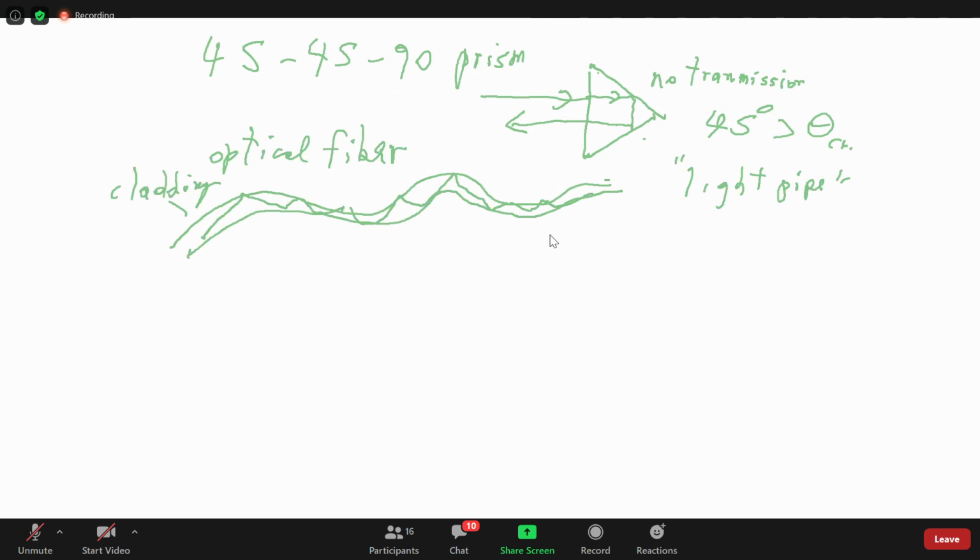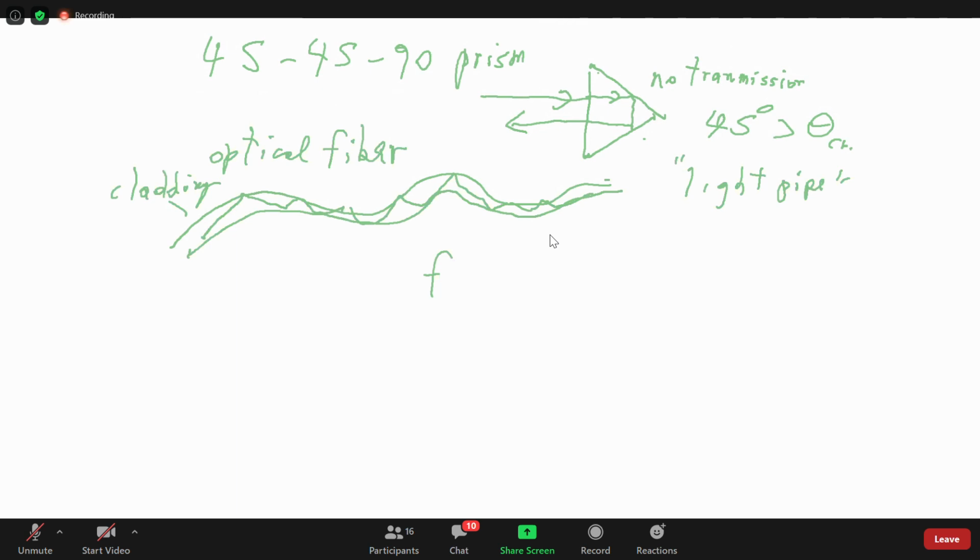I have some great demos that I would have brought to class if we had an in-person class of this, including fibers and lasers and stuff like that. But I apologize, I can't do that. Let me just mention what we can do.